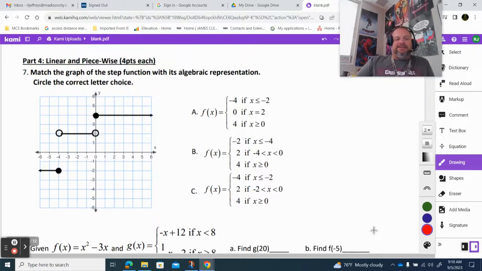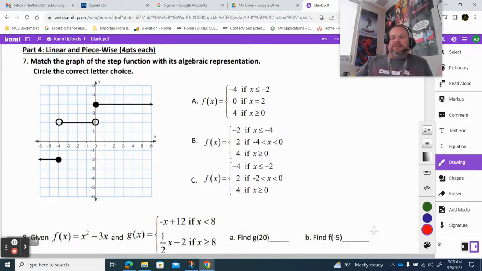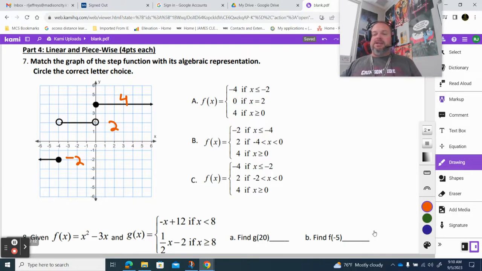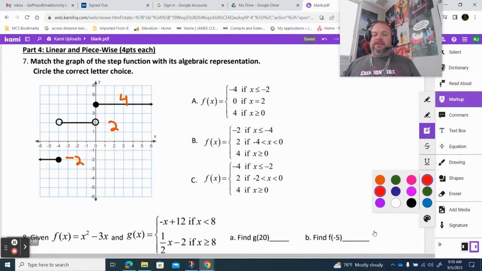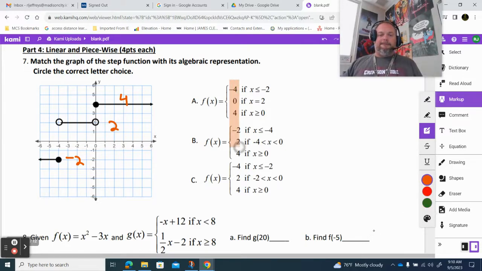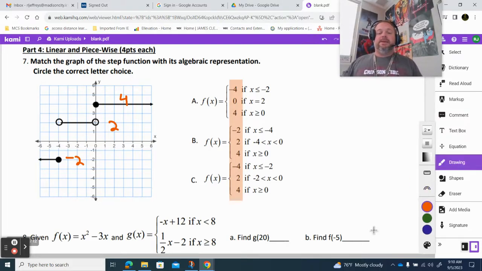Number 7, the one after 6. What are these y values right here? Well, this is -2, 2, and 4. Which one of these has these 3 numbers in this column? That's the column we're looking at. Is it A, B, or C? B. I'm a B. I'm gonna be getting this right.